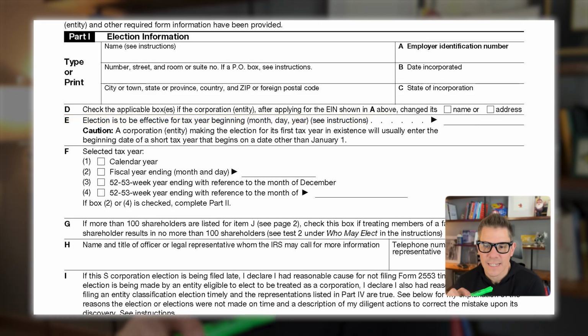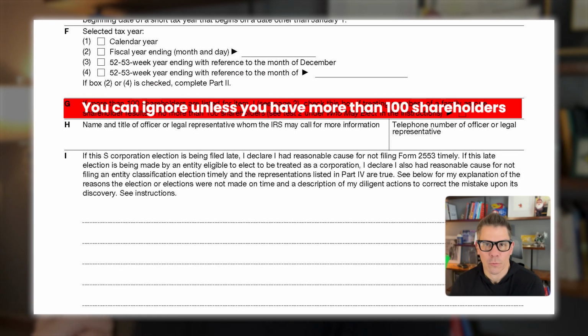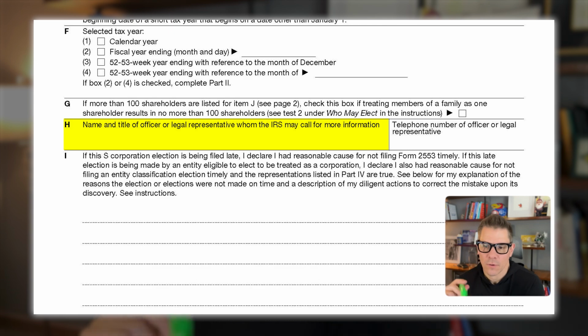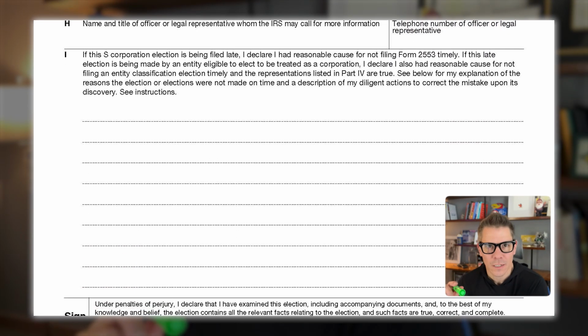The selected tax year, F, is typically going to be calendar year. G, you can ignore unless you have more than 100 shareholders. Probably not going to be you. H, name and title of officer or legal rep. That's going to be you, probably president, whatever you called yourself when you created your LLC. Telephone number, put your telephone number in there. Pretty straightforward.